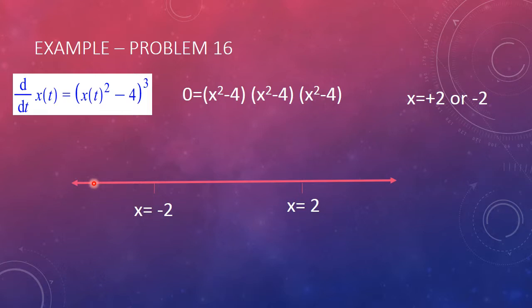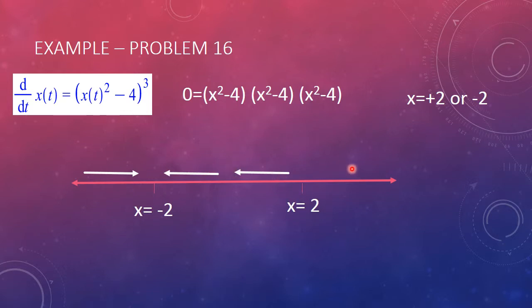We're going to check to the left of minus 2. So that's a minus 3. I put a minus 3 in here. It gives me a positive 9. So these are all positive, so now the slope is positive. Let's check in here at 0. So this is negative, negative, and negative. Three negative numbers give me a negative number, and so the slope is decreasing there.